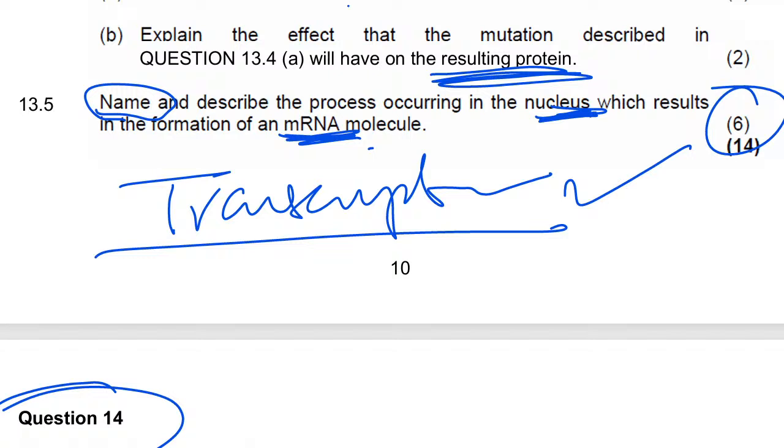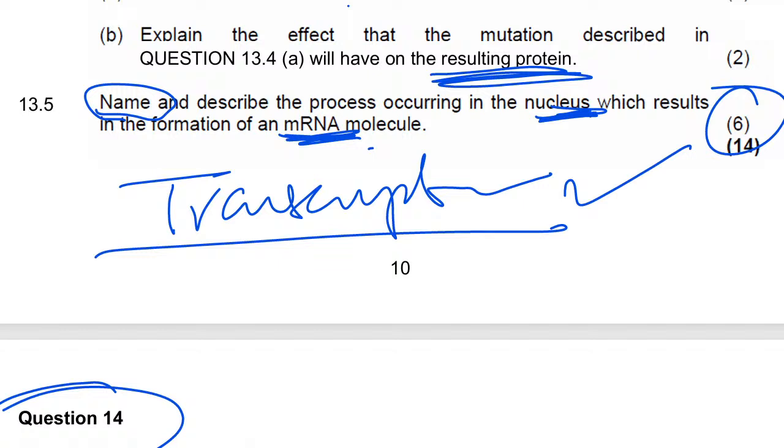And number 2, another process is DNA replication. Those are the only 2 processes we talk about on our curriculum. Those are the 2 processes. So when they talk about the nucleus, what must come into your mind? It must be DNA replication and transcription. But since we are on transcription, on protein synthesis, definitely the answer is transcription.